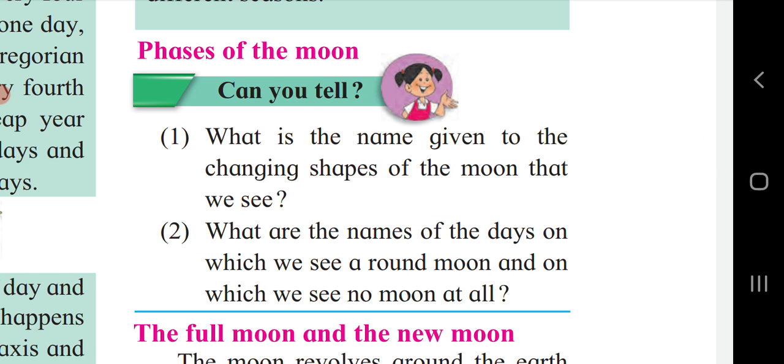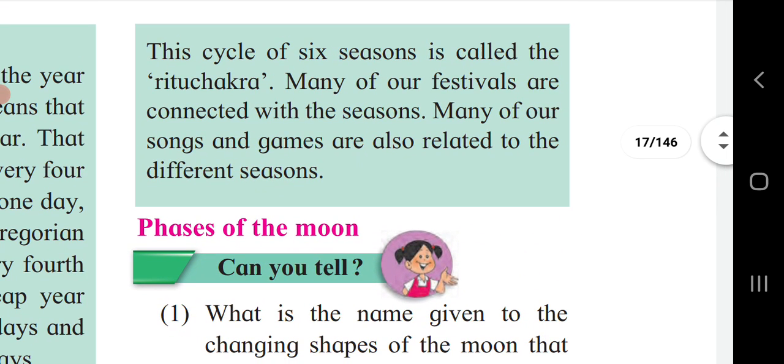This cycle of 6 seasons is called the Ritu Chakra. Many of our festivals are connected with the seasons. Many of our songs and games are also related to the different seasons. Yes, many poems, many songs, many games are related to our seasons. As the season changes, we change our games, our poems, our mood.